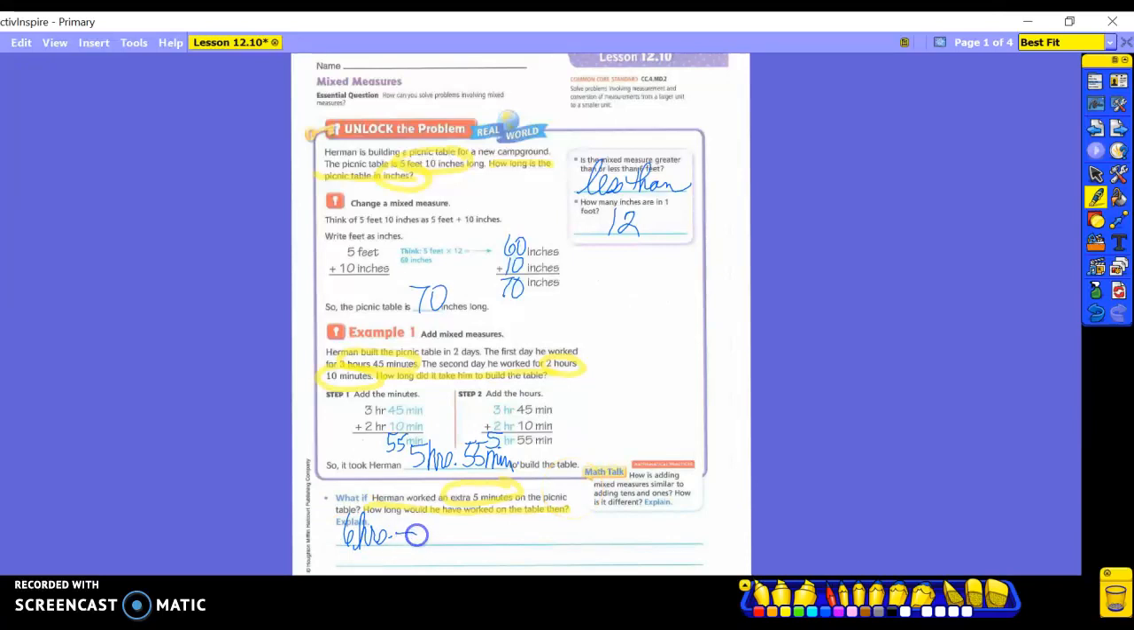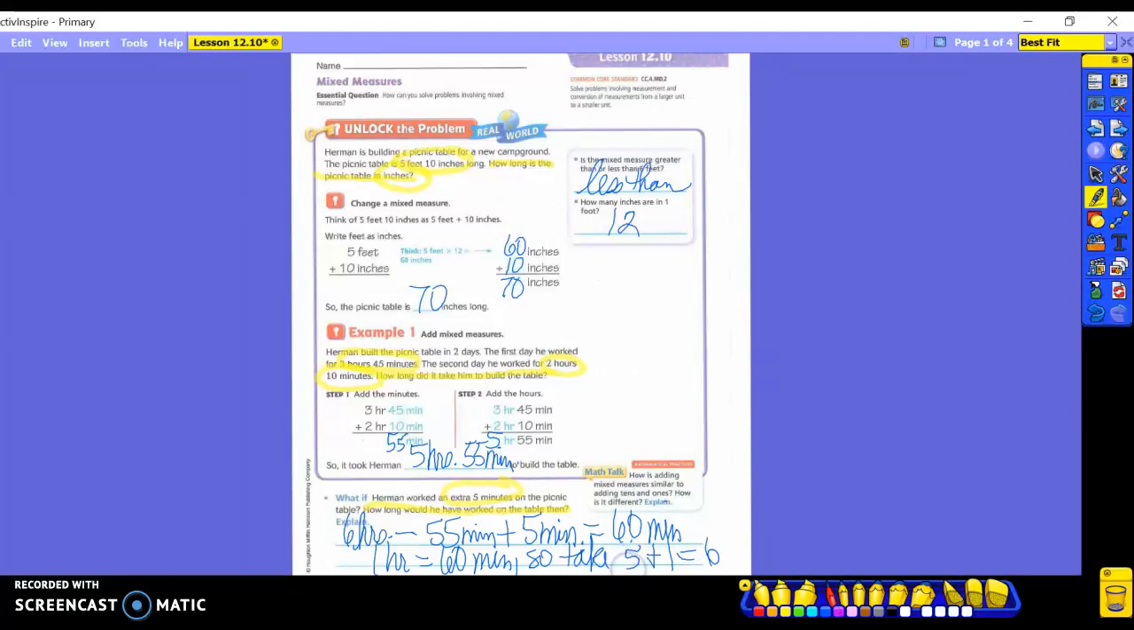We need to make sure we tell how Fred found it. So he told me we added the 55 minutes plus what? Plus the 5 to get 60 minutes, right? And we know that 1 hour is equal to 60 minutes. So take 5 plus 1 equals 6. That doesn't really look like a 5. Let's fix that.